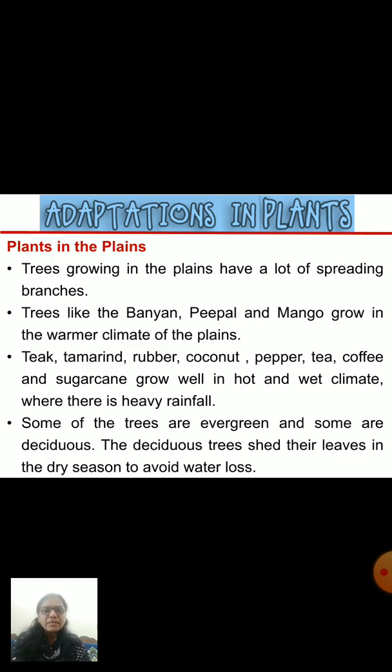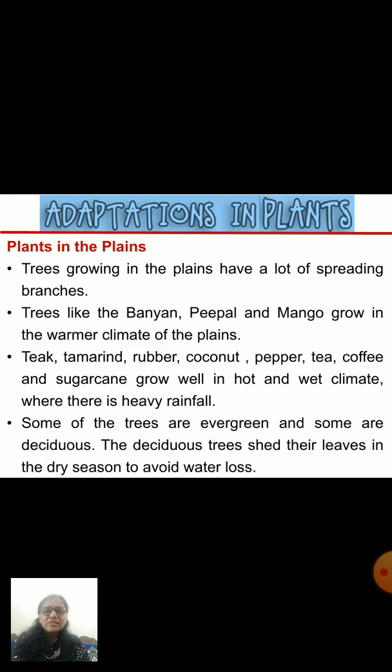While tamarind, rubber, coconut, pepper, tea, coffee, and sugarcane grow well in hot and wet climate, which means where there is heavy rainfall. The rainfall is heavy in those places. These trees are found there. Then some of the trees are evergreen and some are deciduous.